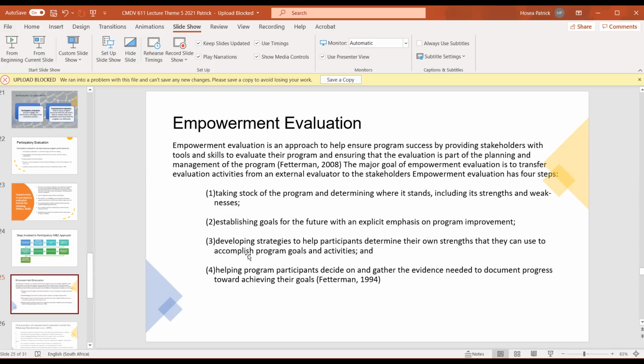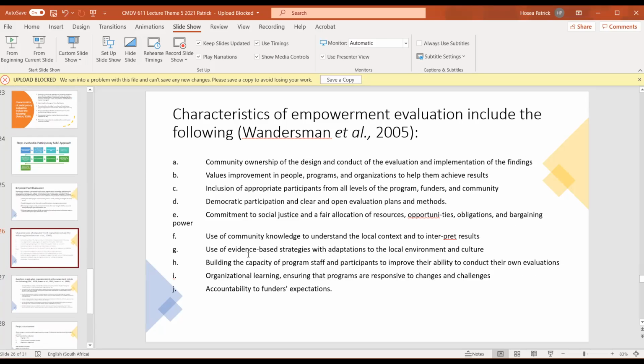And then we help program participants decide on how to gather evidence that is needed for the progress towards achieving our goal. How do we decide on and gather the evidence needed to document our progress towards achieving our goal? So basically that's what you do under your empowerment evaluation, right? And then the basic characteristics of empowerment evaluation, right?